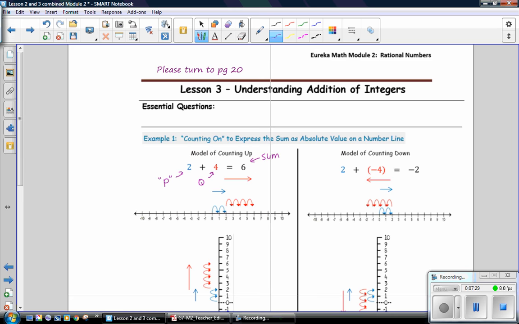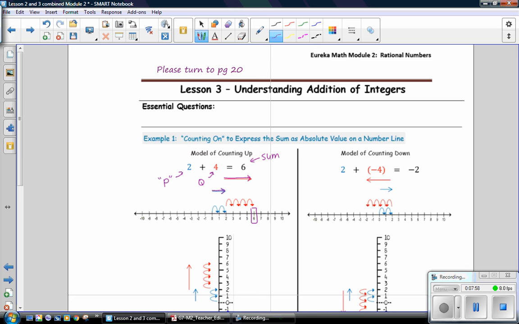So in this problem, the absolute value of 2 is 2, because it is 2 spots from 0, and so you move to the right 2 places. Then your q value is a positive 4. The absolute value of 4 is 4, so you move 4 to the right, and where you end up is your sum, which is 6. And that is the model of counting up on a horizontal number line.